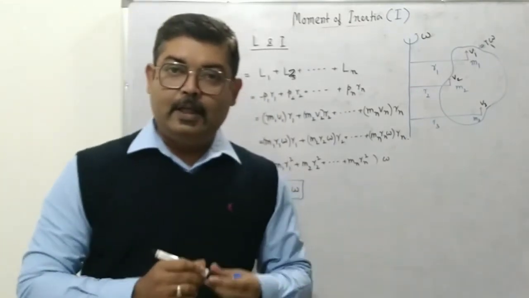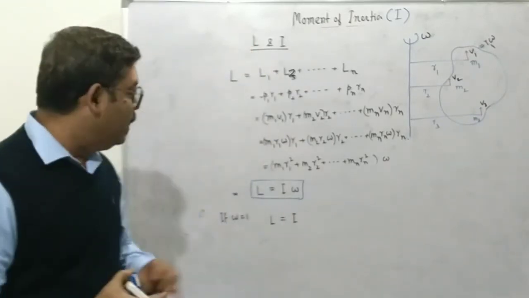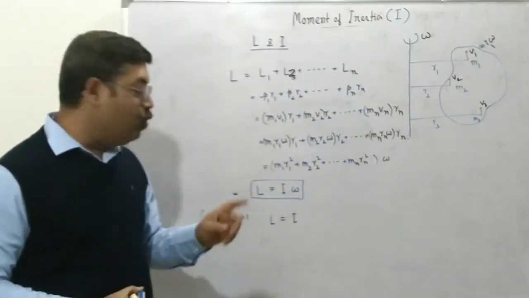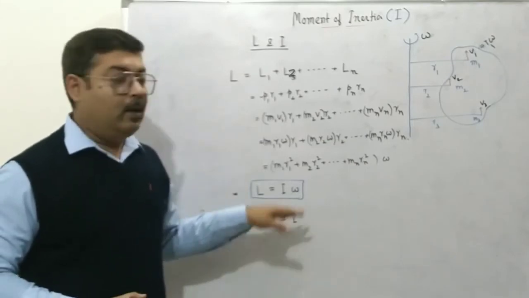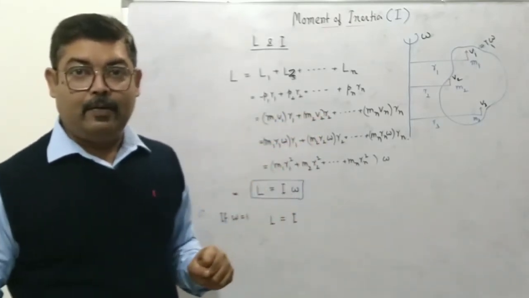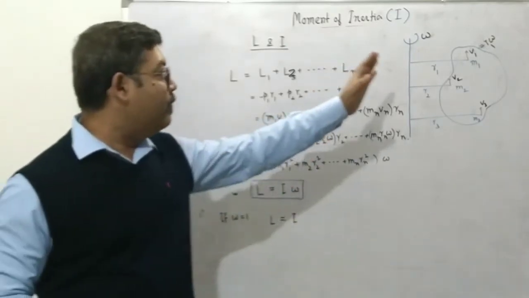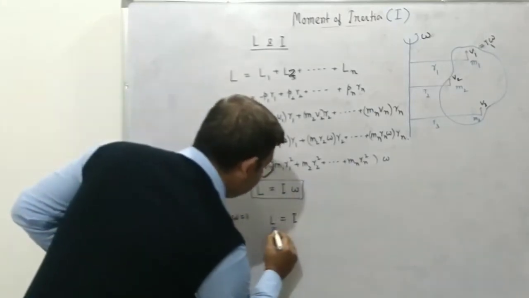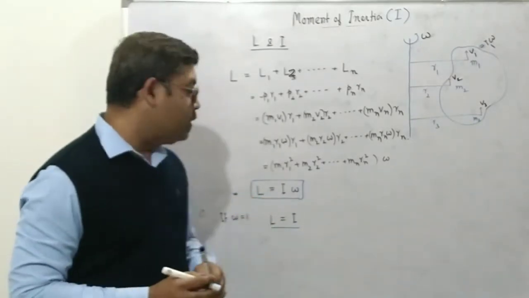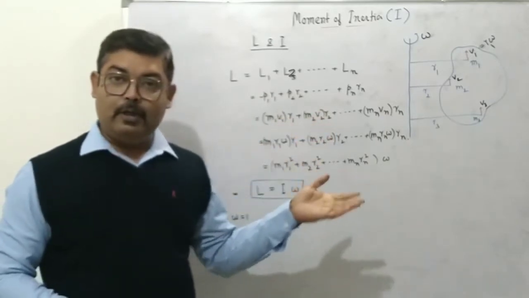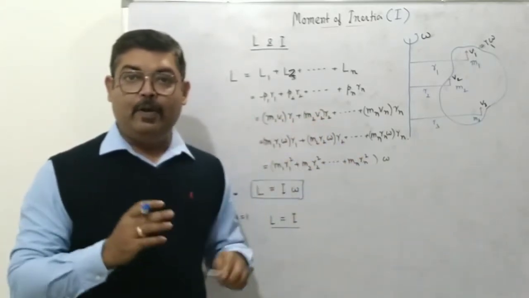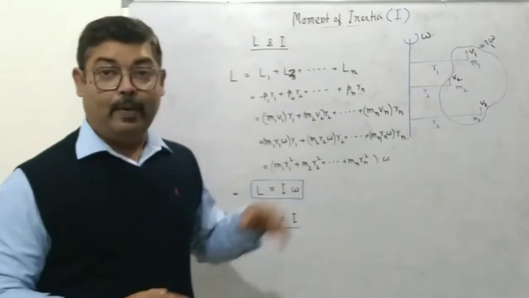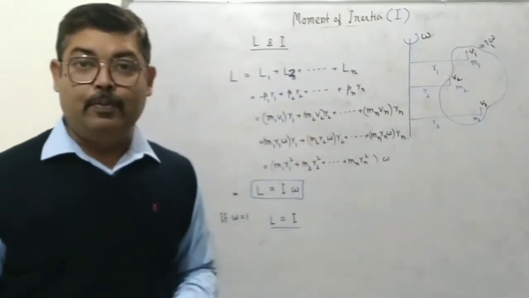So we can define moment of inertia this way also, as we did in the case of the relationship with torque: the moment of inertia of a given body rotating about a given axis is numerically equal to the angular momentum of the body when it is moving with unit angular velocity about the given axis. Okay, this expression L equals I omega, and also the expression of torque tau equals I alpha, are very, very important and will be very useful in problem solving in this chapter, that is rotational motion of rigid bodies.